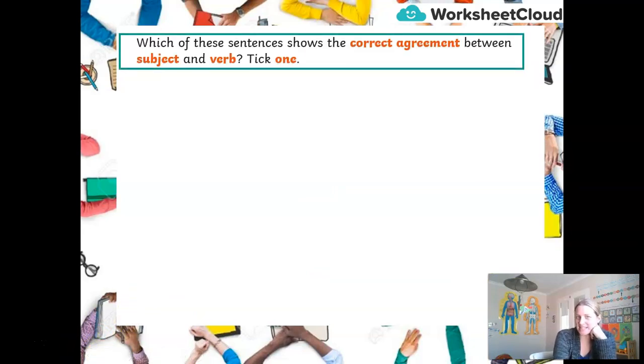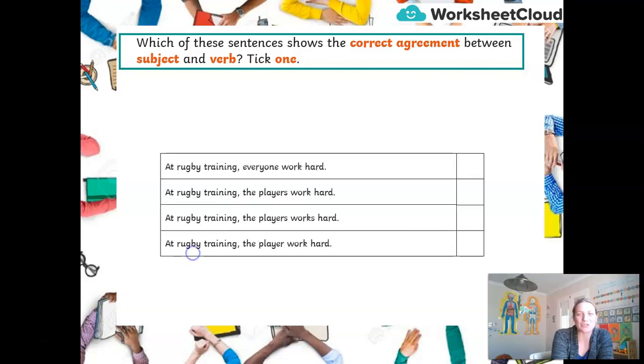Which of these sentences shows the correct agreement between the subject and the verb? You have to decide and tick one. Okay, and again, as I said, if you get this wrong, remember there is a video lesson on subject-verb agreement that you can go and watch.